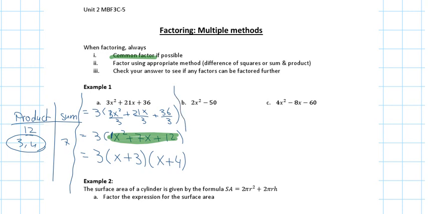How do you factor the second one? Do I have a common factor? Yes. What is the common factor? It's 2. So I'll be left with x squared minus 25.